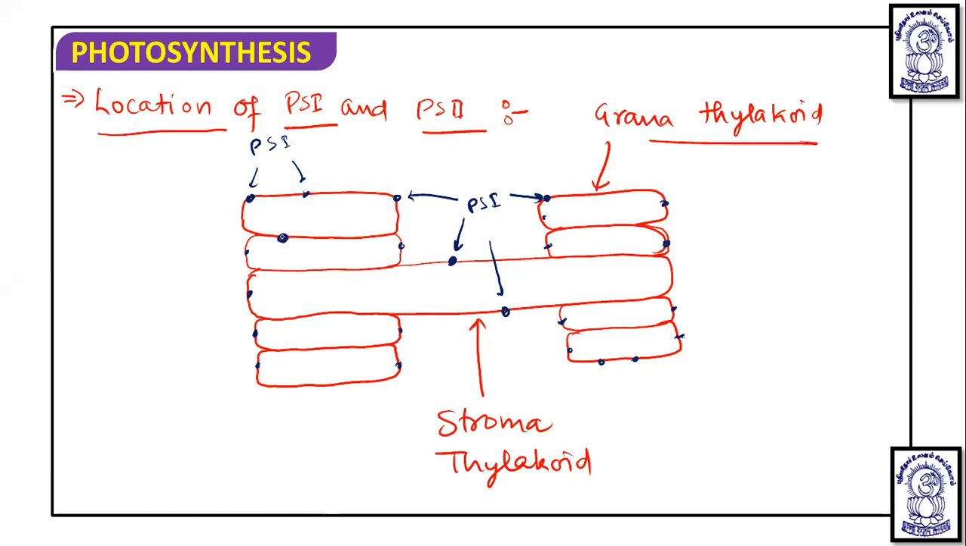Whereas wherever you will see the common surface, at this common surface you will see the presence of PS2. Means the surface which is placed between two thylakoids, there you will see the presence of PS2. So these are the PS2.